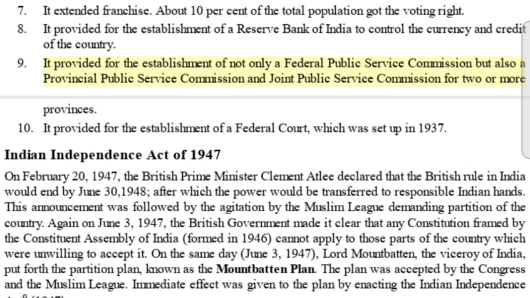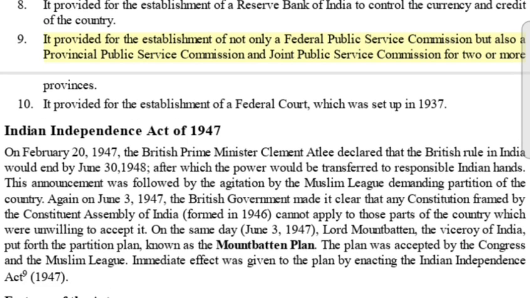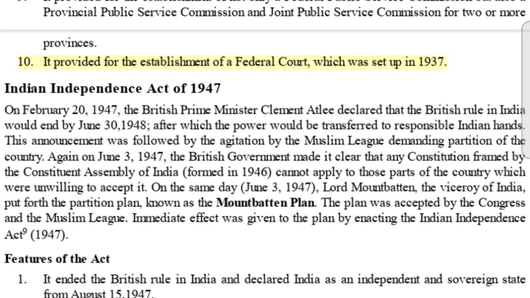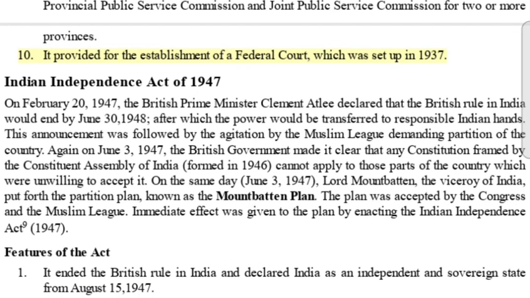9. It provided for the establishment of not only a Federal Public Service Commission but also a Provincial Public Service Commission and Joint Public Service Commission for 2 or more provinces. 10. It provided for the establishment of a federal court, which was set up in 1937.